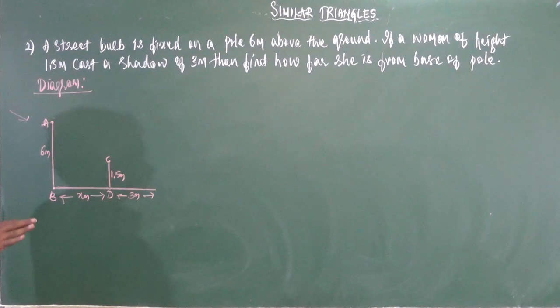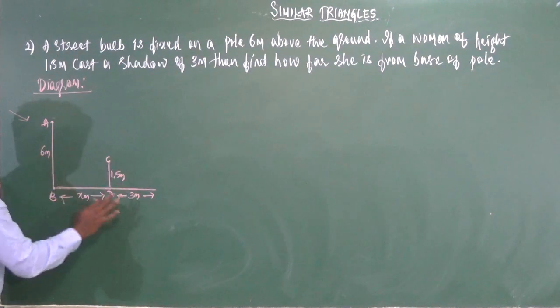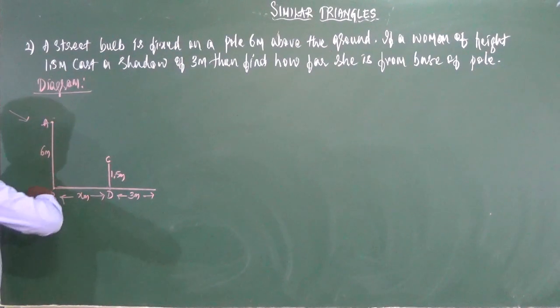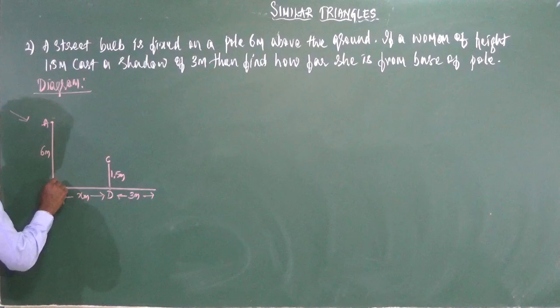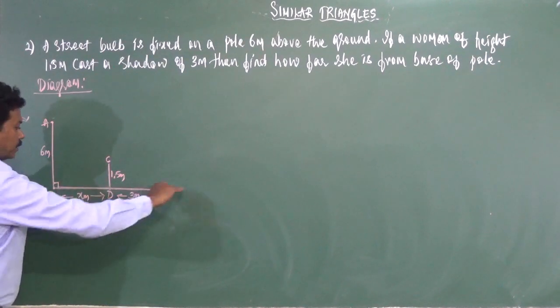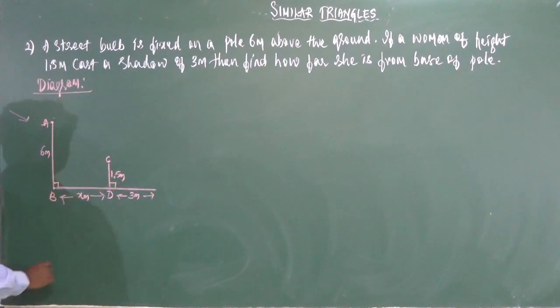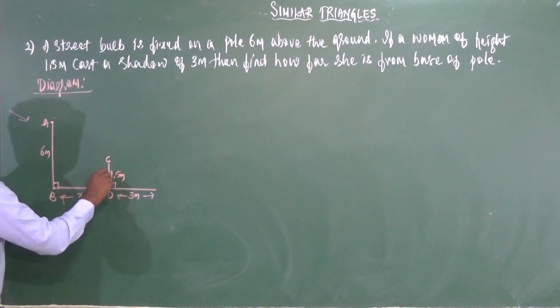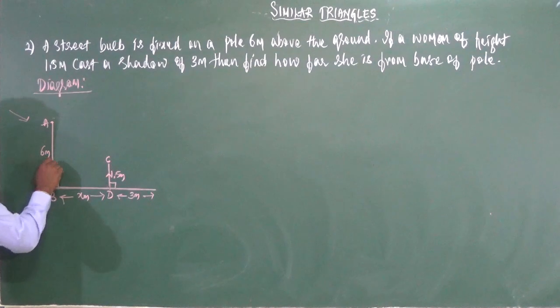If some of the parameters are in meters and one of the parameters is in centimeters, then you have to convert that parameter from centimeters into meters, and then go with the problem, right? Just to complete the diagram, we are going to consider certain things. The pole is perpendicular to the ground, so this is 90 degrees. The woman is perpendicular to the ground, so this is 90 degrees. As these two lines are perpendicular to the same line, they should be parallel to each other, right?